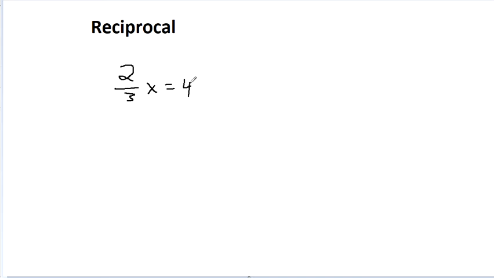I want to get x by itself, so I can get rid of the 2/3 by multiplying by the reciprocal. Okay, because that makes everything cancel out. Like if you were to multiply these two fractions, you get 6 over 6, which just makes 1x like we want, right?